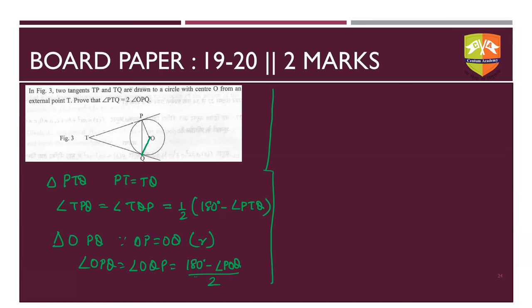Otherwise, what you can do is write this as angle OPQ is 90 degrees minus angle QPT. Is it okay? Once again, I'm writing, just pay attention. This is 90 degrees, guys. So angle OPQ is equal to 90 degrees minus angle QPT, right or wrong? Correct? Yes or no? All of you are with me on this? Okay. Next, angle OQP is equal to 90 degrees minus angle PQT, right?